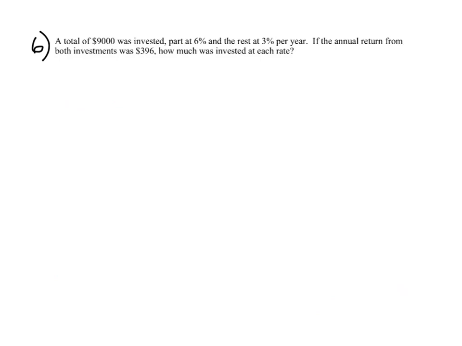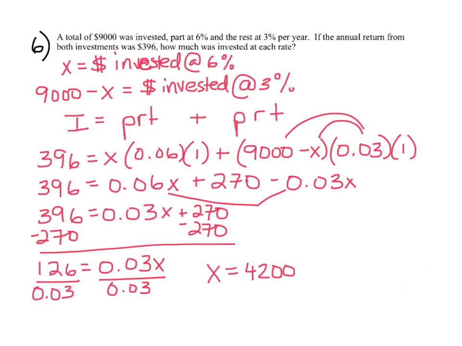This is important for you. Don't just keep going and watch me do it. Okay, and now I'll go ahead and pause it myself and write it out. And here we go. So we have our variable expressions, x and 9,000 minus x. You have p times r times t for the 6% part of the investment, p times r times t for the 3% part of the investment.